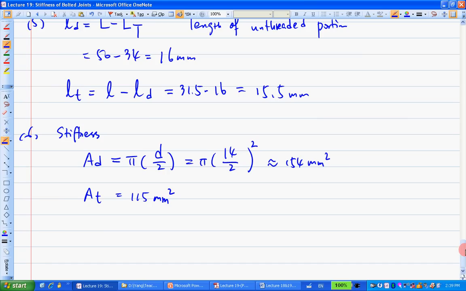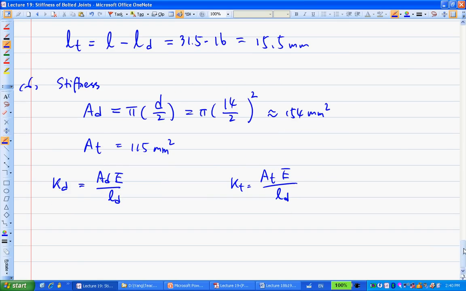Once we figure these two out, then we can calculate KD. KD is AD times E over LD, and KT is AT times E over LT. What about the E value? You can also find it from our textbook, I don't remember which table now, but it's a dash something. The E value for steel is 207 gigapascal. So plug everything in and do the calculation.